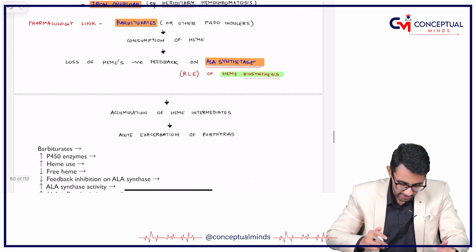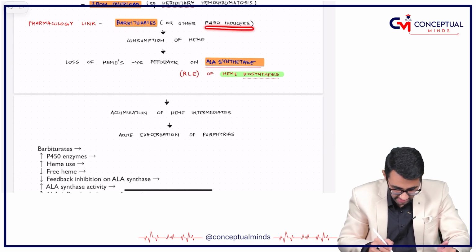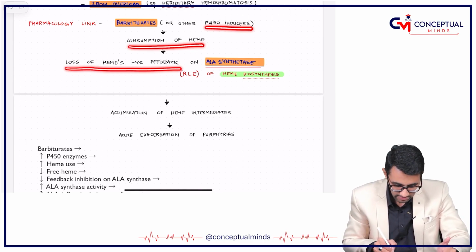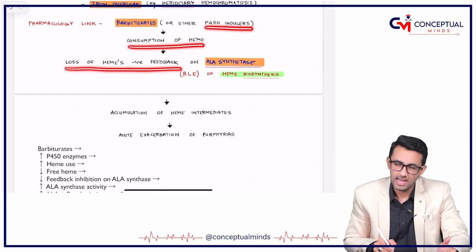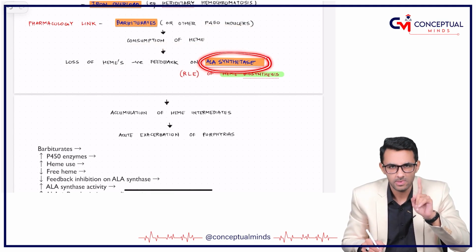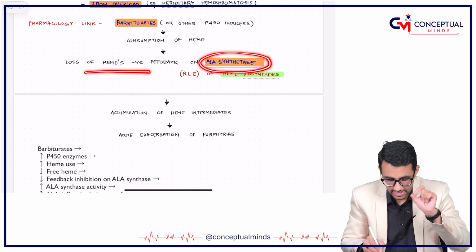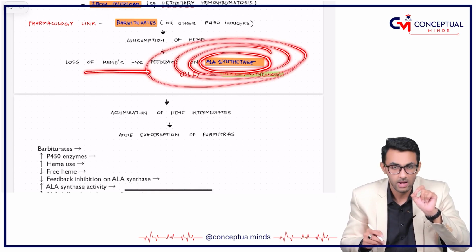So if barbiturates are given, P450 rises and there is consumption of heme, so we have loss of heme. The negative feedback is lost, because if there were excess heme, this would not be stimulated. Now the free heme is gone, and that is the reason this would be stimulated more and more.